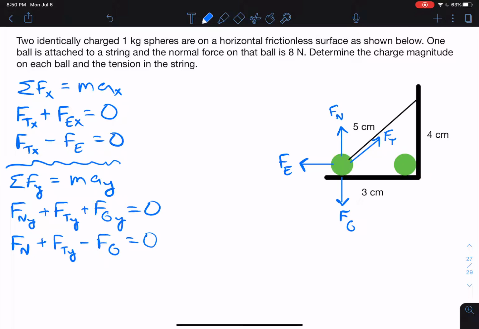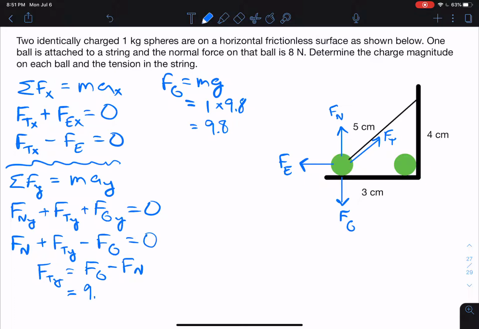Okay, now I know the mass, and hopefully everyone remembers that we know how to calculate weight. That's F_g equals mg. Okay, and I know the normal force, so I can easily solve for F_ty here. It's going to be F_g minus F_N. Since F_g is mg, let me go ahead and do this up here. This is 1 times 9.8, and that's of course just 9.8. So F_g is 9.8. My normal force is 8.